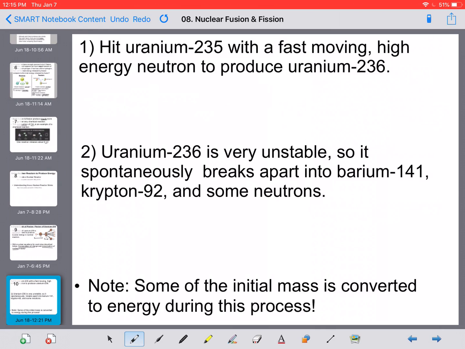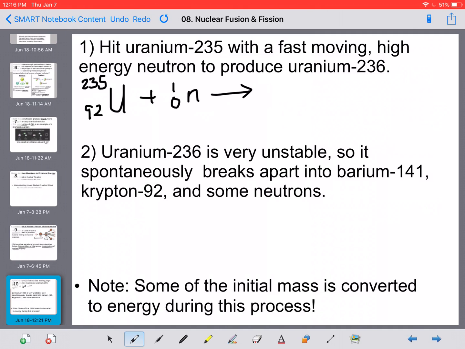So, step 1, hit uranium-235 with a fast-moving, high-energy neutron. So, uranium-235 looks like this. The 235 comes from the question, the 92 came from the periodic table, and we're combining this uranium with a neutron. Make sure that you have the symbol for a neutron memorized. So it's a lowercase n with a 1 on top and a 0 on the bottom.